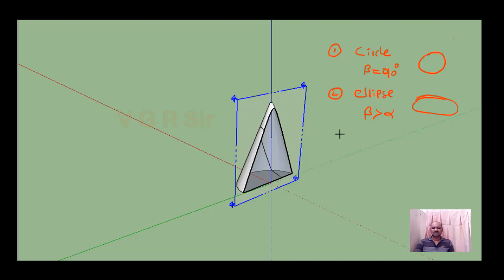Third one, parabola. In this case, beta is equal to alpha. The last one, the fourth one, is hyperbola. Actually, we need to use a double napped cone. So the angle between plane and axis is beta. If beta is less than alpha, that is the semi-vertical angle, the cross section so formed is hyperbola.